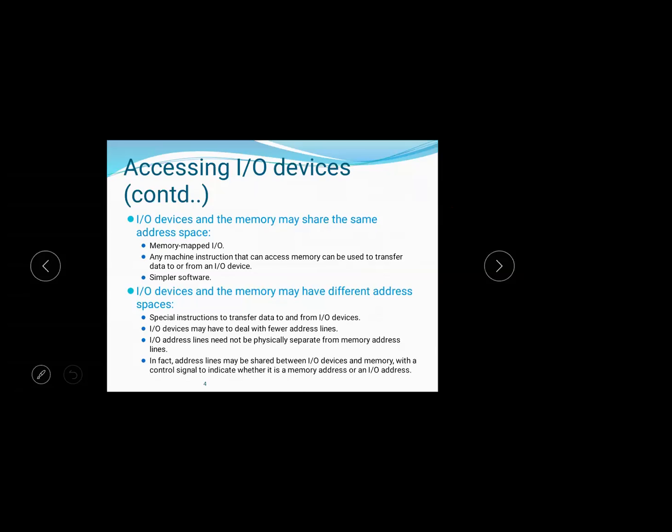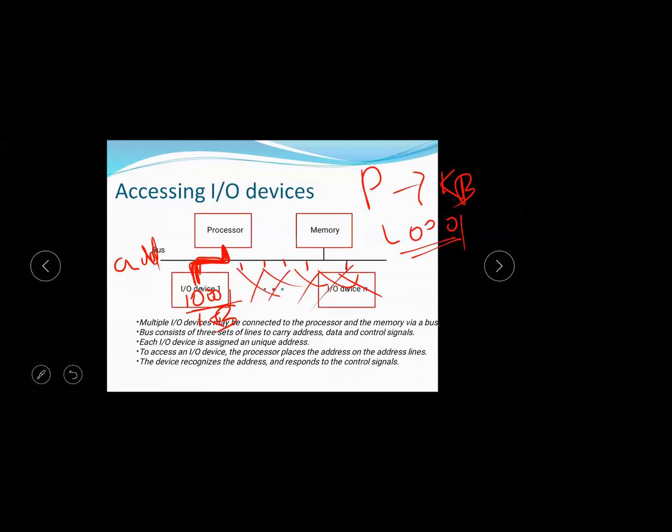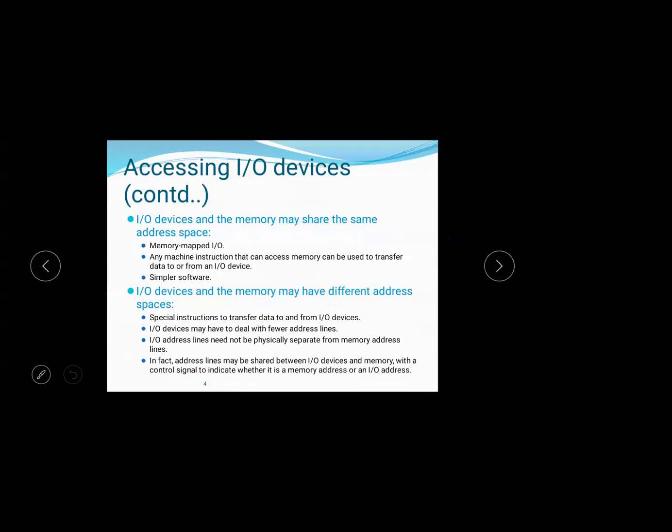The IO devices and the memory may share the same address space. That is nothing but, in the previous slide, we gave addresses to each device. Distinct addresses, different addresses, are given to each device, and the memory addresses, this is the memory unit.